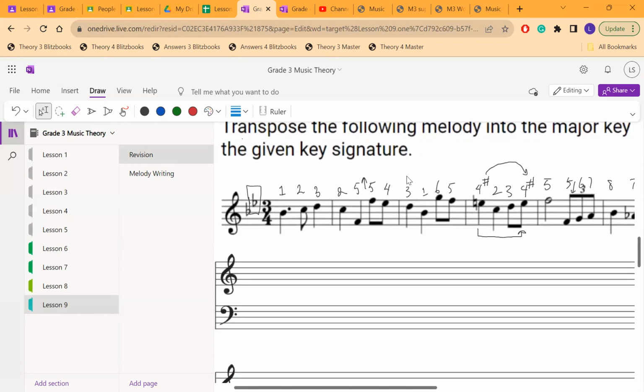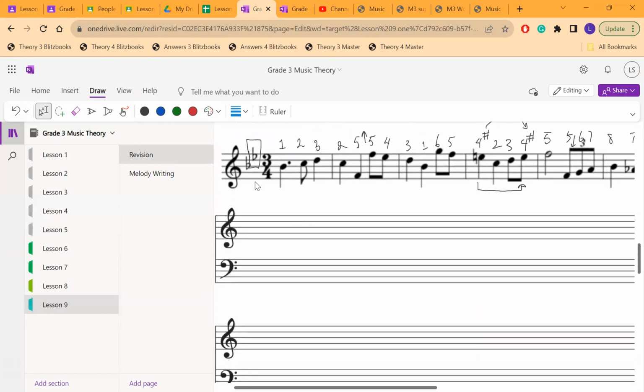So here, B flat major, we need to go to E major. E major is a key signature of 4 sharps. If you don't know that, you're in trouble.